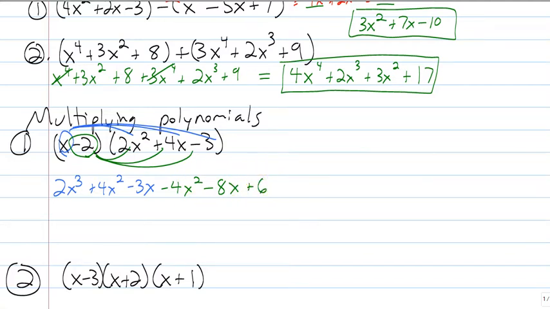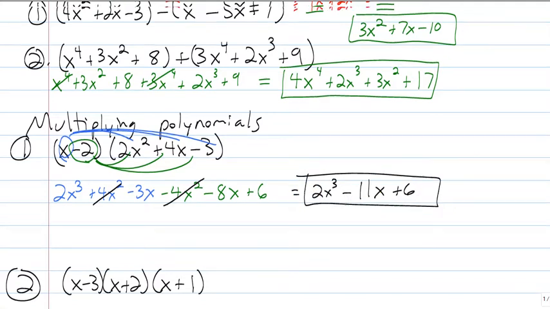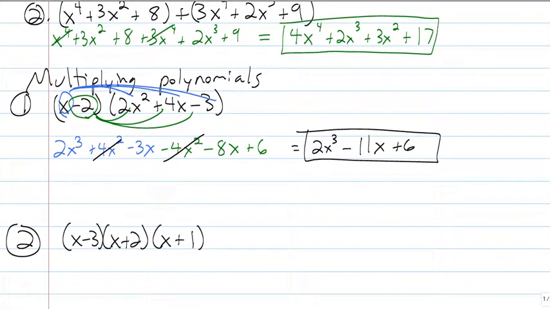Now you do what we did up there. It's an adding and subtracting problem now. Combine your like terms. We have a 2x cubed. That's the only thing that's cubed. 4x squared minus a 4x squared. Well, look what happens there. These go away. Minus 3x minus 8x is a minus 11x. And then we're left with the plus 6. So that is our final answer. So that's what happens when you have a binomial times a trinomial.